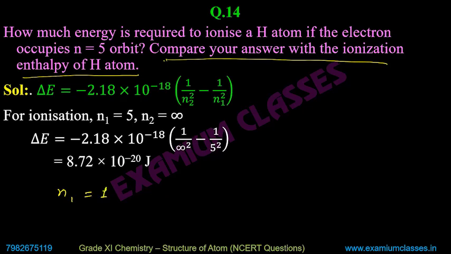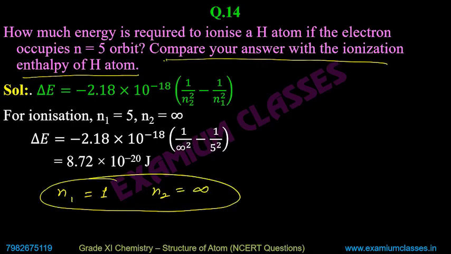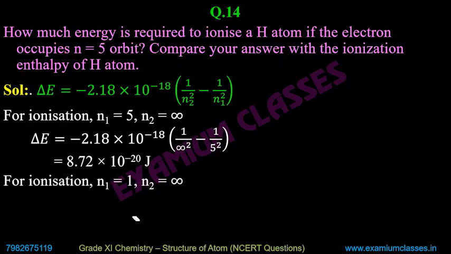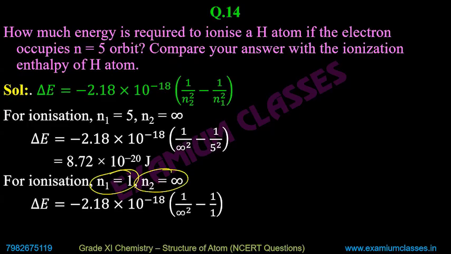And for ionization, you have to send it to infinity. So this is ionization of hydrogen atom. It means where the electron is, you remove the electron from the hydrogen atom. Normally the electron is in the first shell, first orbit here. So apply this concept. For ionization, N1 is 1 and N2 is infinity. Again, apply the same formula.